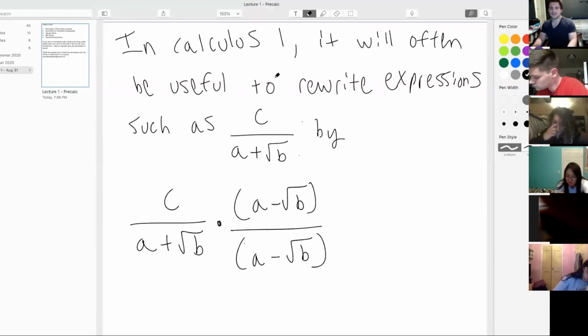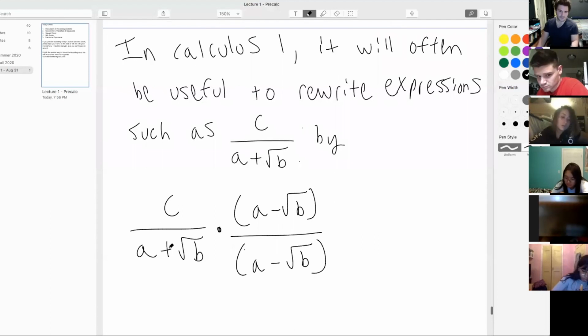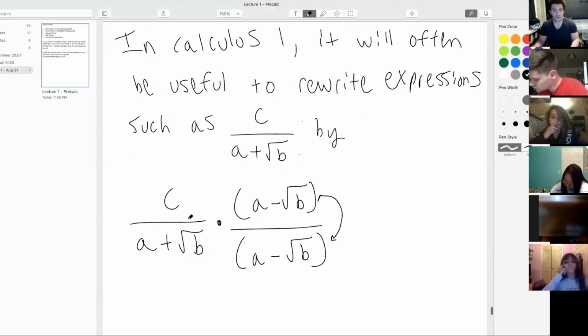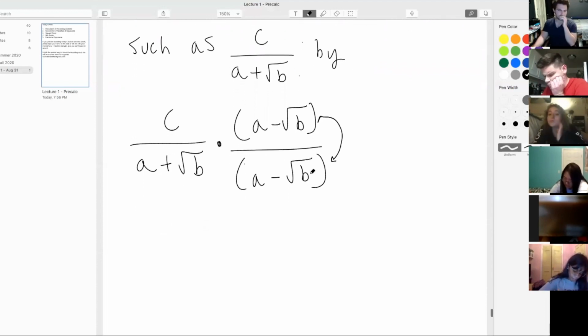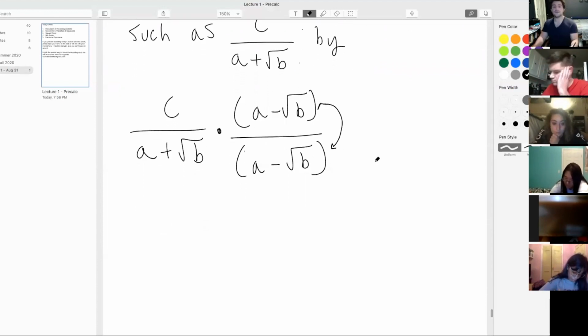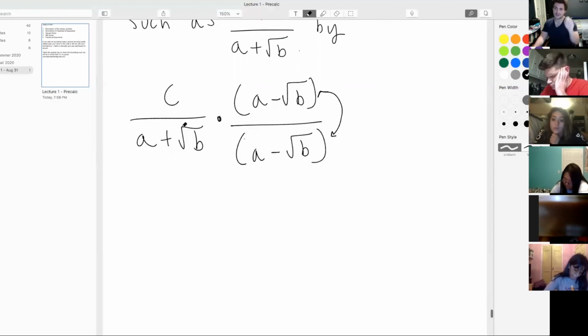I hope you agree I'm not changing the value of this fraction because I'm multiplying by 1. I'm multiplying by the same thing divided by itself, so I'm really not changing the value of the fraction. We're just rewriting it. Hopefully this seems a little familiar from high school. I think this is done in some Algebra 2 classes. So we're going to multiply the top and bottom by the conjugate of the denominator.